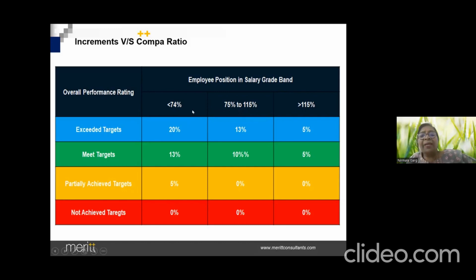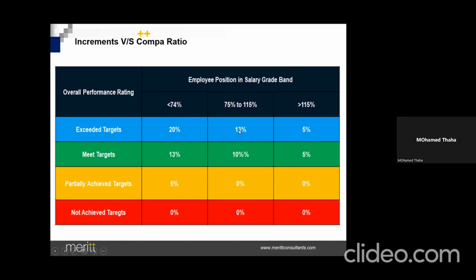So what happens when I give higher increments? Both have done exceedingly well, but they are at different compa ratios. To maintain salary equity, maybe because I brought her in at a high compa ratio, I will give a higher increment to the person at a lower compa ratio and a lower increment to the one at a higher compa ratio, so that in 1 or 2 years I gradually reduce that gap of inequity and pay differential. Are you with me?